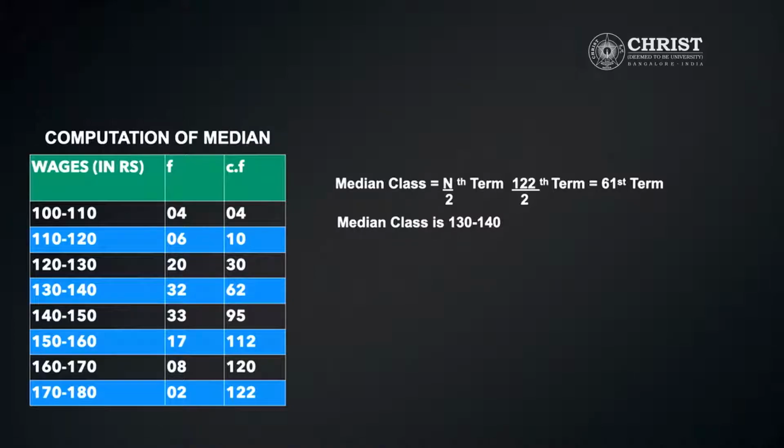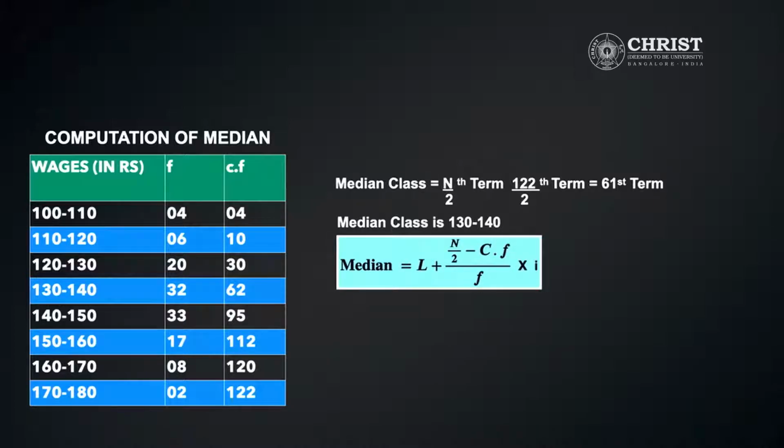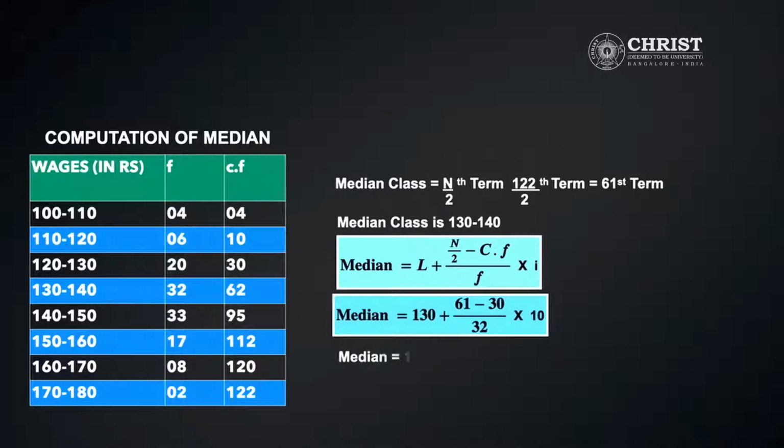Now median is calculated using the equation L plus n by 2 minus cumulative frequency divided by f into I. Substituting the values in the equation, we get median equal to 130 plus 61 minus 30 divided by 32 into 10. So median is 130 plus 9.69, which is equal to rupees 139.69.